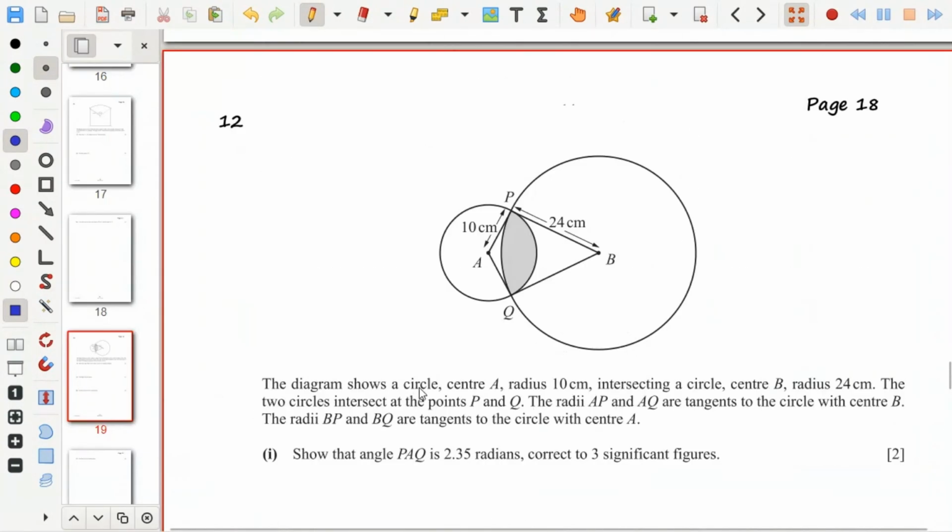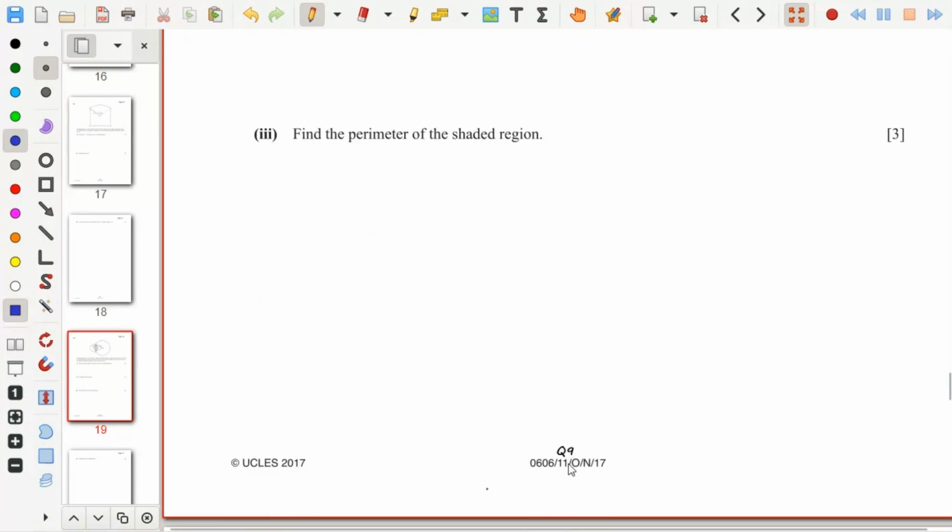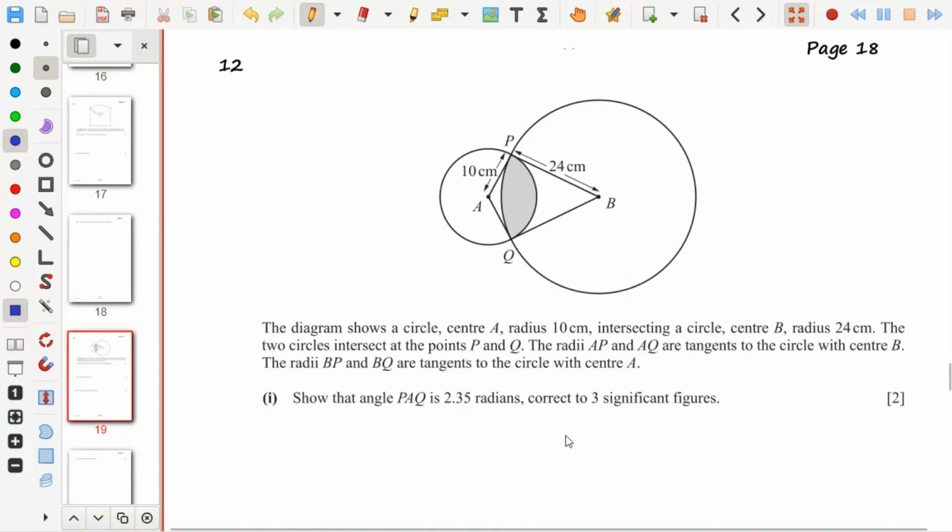So this question is 2017. Okay, question number 9, variant 11. Now we can see two circles intersecting such that their radius form a tangent to each other. Okay, now the first thing that they're asking us to do is show that angle PAQ is 2.35.